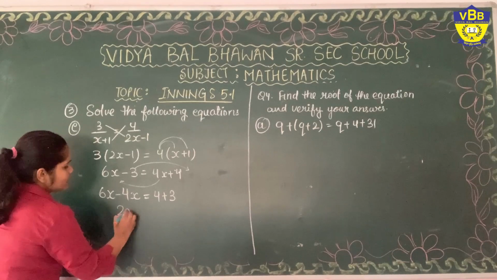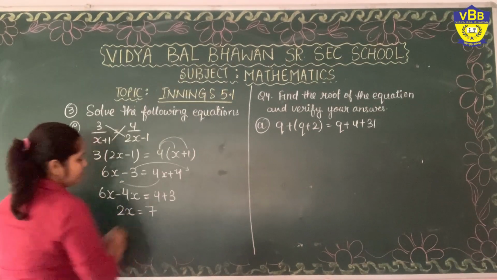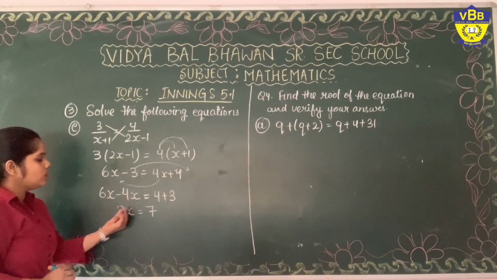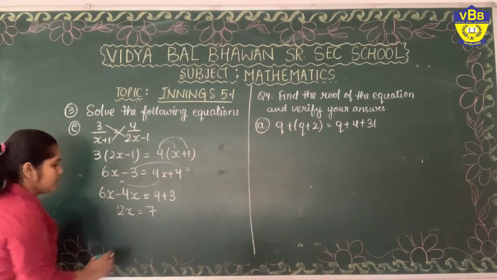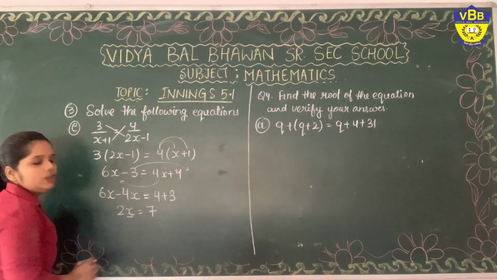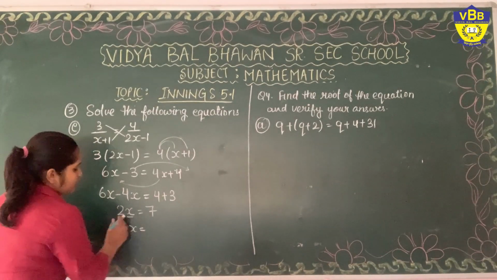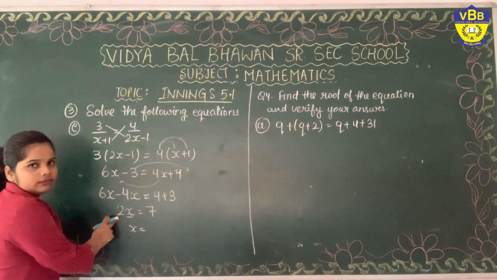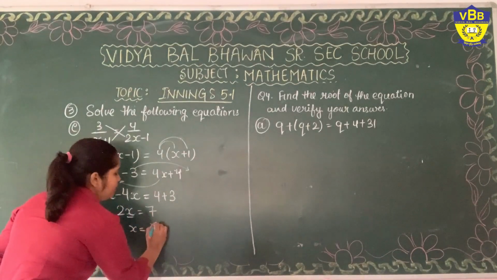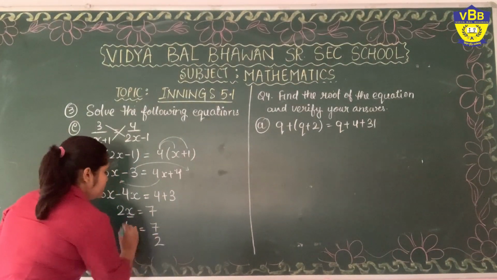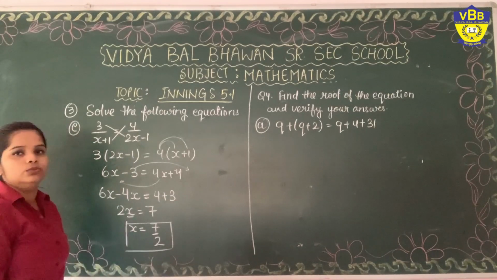Now this 2x is equal to 7. 6 minus 4 is 2, so 2x is equal to 7. To find the value of x, the 2 that is in multiplication will shift to the other side and become division. So the answer will be 7 upon 2.